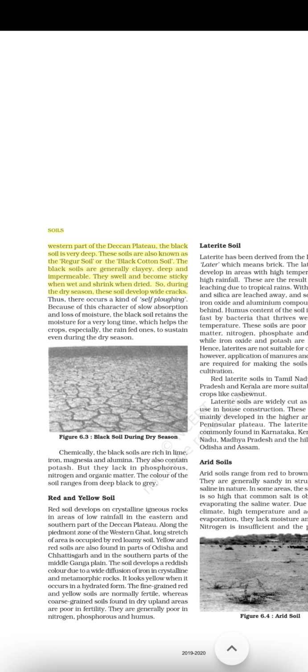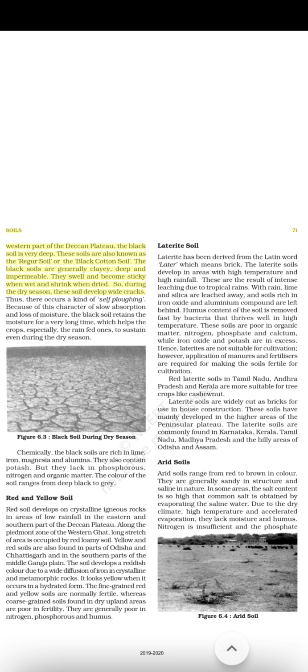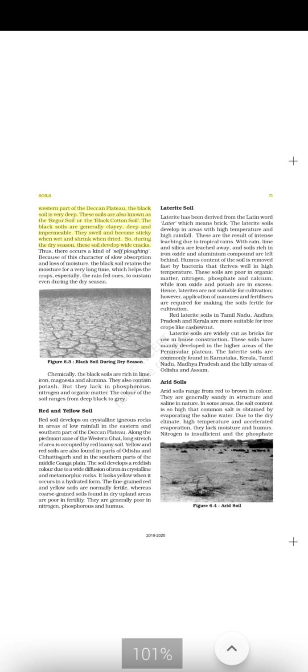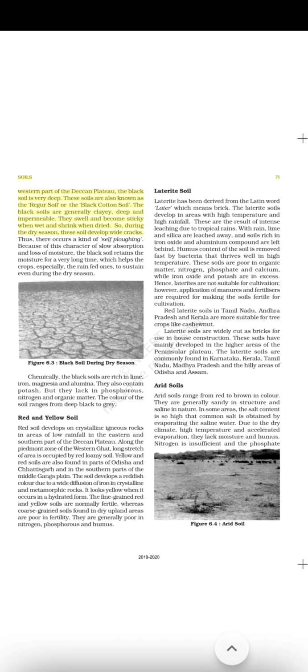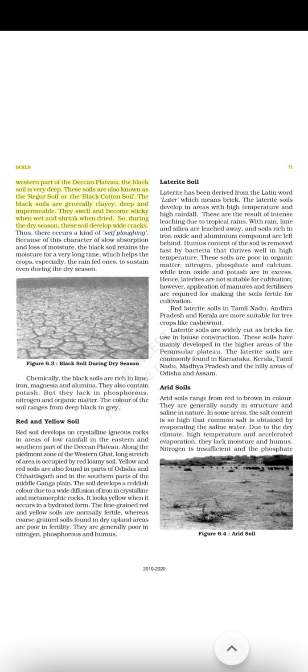In the western part of the Deccan Plateau, the black soil is very deep. These soils are also known as the Regur soil, or the black cotton soil. The black soils are generally clayey, deep and impermeable. They swell and become sticky when wet and shrink when dried. So, during the dry season, these soils develop wide cracks. Thus, there occurs a kind of self-ploughing.